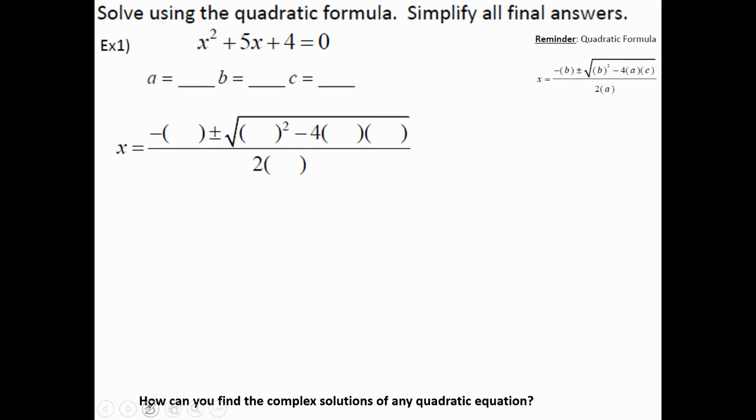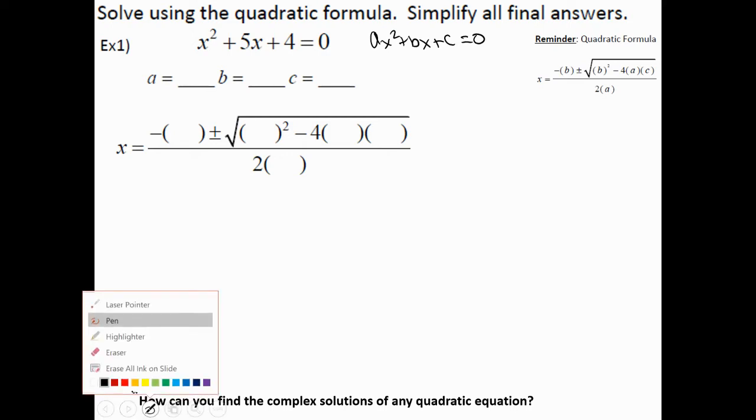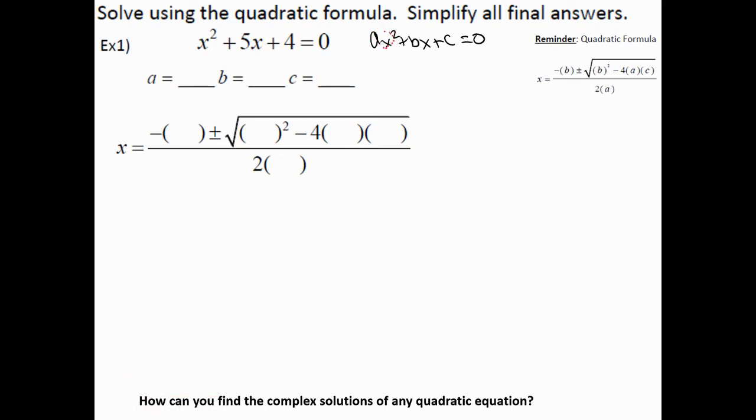Before we can solve with the quadratic formula, we have to make sure our quadratic is in standard form. Remember, standard form is ax squared plus bx plus c equals 0. The key is you have to make sure we have the squared term in front, the plain x in the middle, and the constant at the end, and they must be equal to 0. So that's key. You can see it's set equal to 0, and it goes from the highest power to the lowest power.